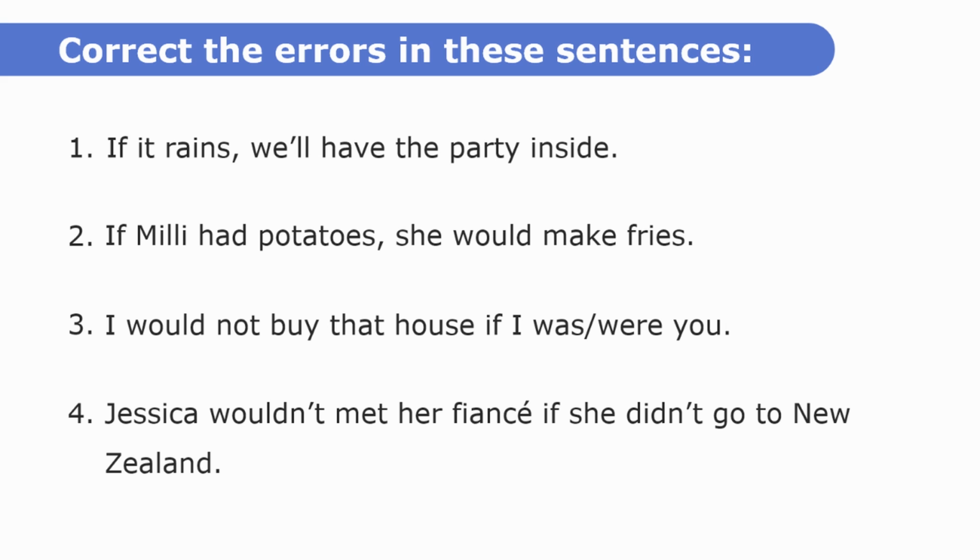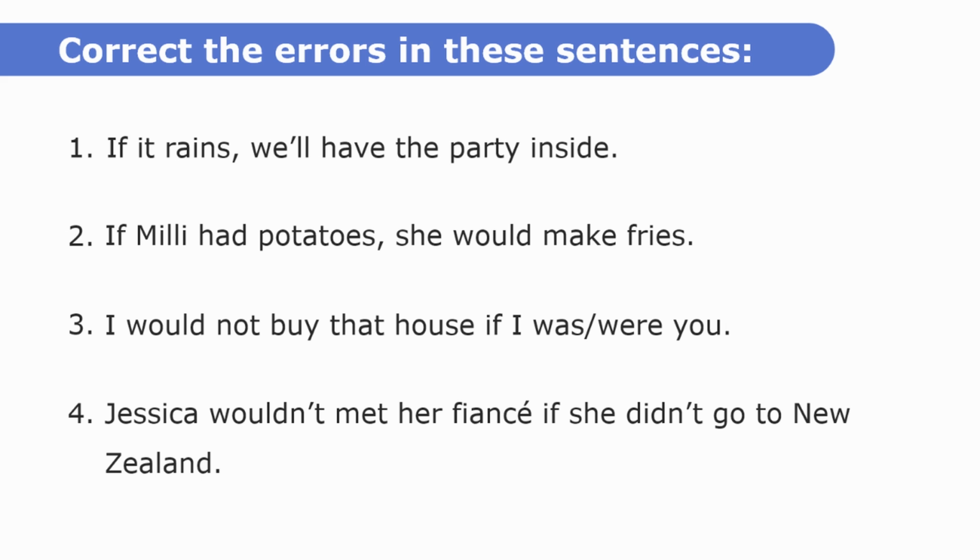In our final example, example number 4, Jessica wouldn't met her fiancé if she didn't go to New Zealand. Now, from reading this sentence, you can guess that Jessica already went to New Zealand. She met a man there, they fell in love, and now they're engaged to be married. A fiancé means she's going to marry him. She is his fiancée. So this sentence talks about the past. That means we need the third conditional.